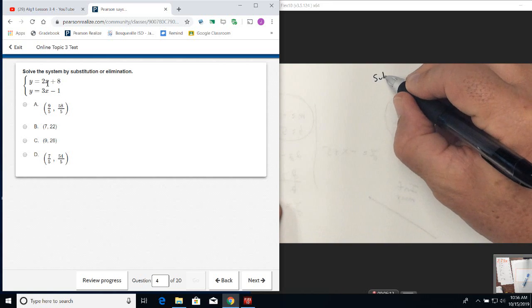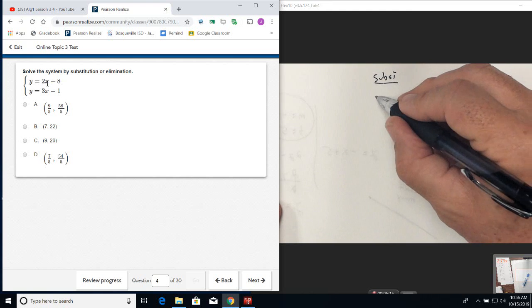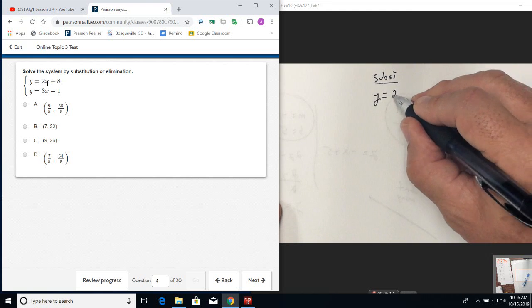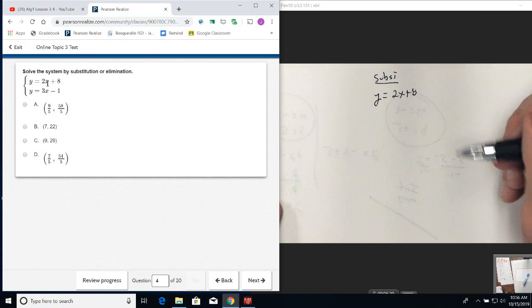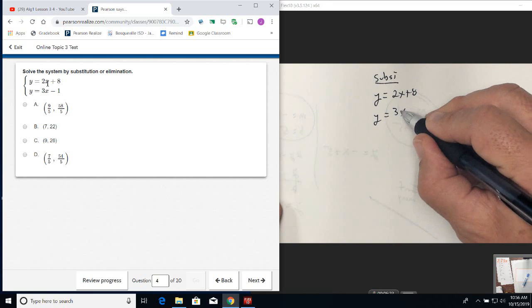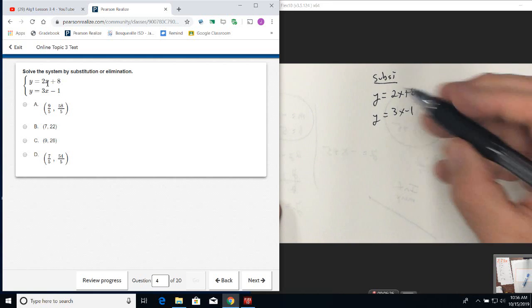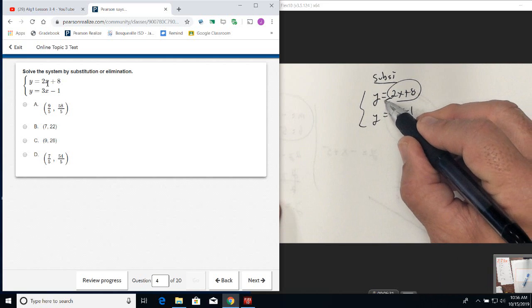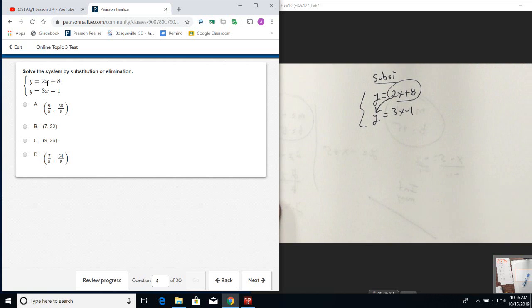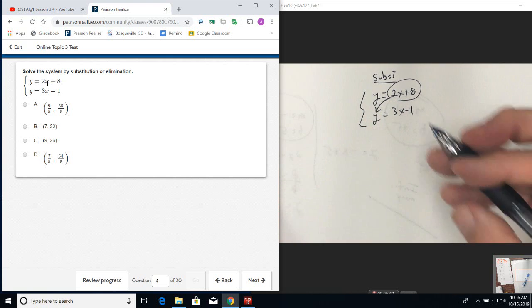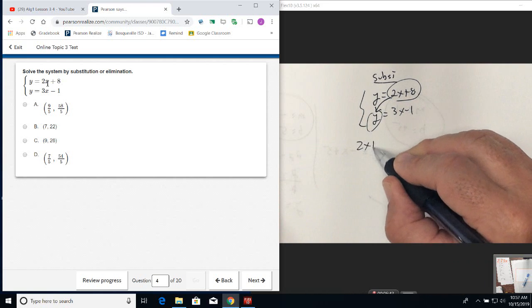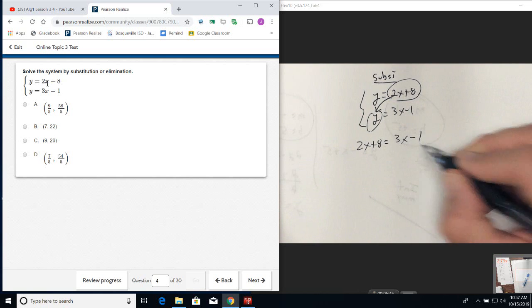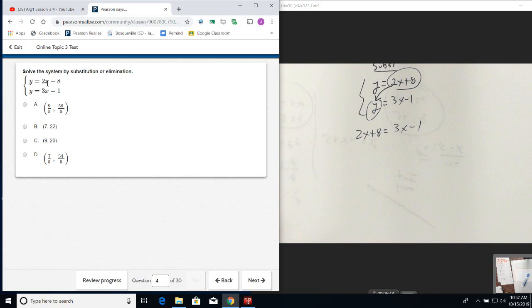So if I use substitution, all I've got to do is to solve one of these equations for a particular variable. Well, the first equation is solved for y, right? And the second equation is solved for y. So to solve it by substitution, all I have to do is to take this y value, which is 2x plus 8, and substitute it in for y wherever I see y in the second equation. See, that's a y? We'll replace that y with a 2x plus 8. So this y really is 2x plus 8 is equal to 3x minus 1, and then now solve that equation like you did in Algebra 1. And then we know what x is.